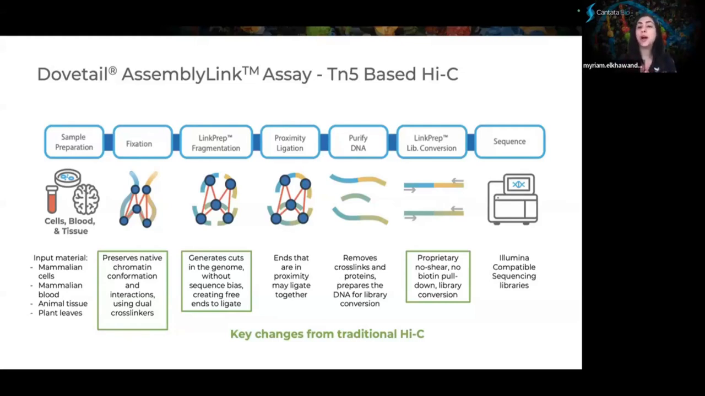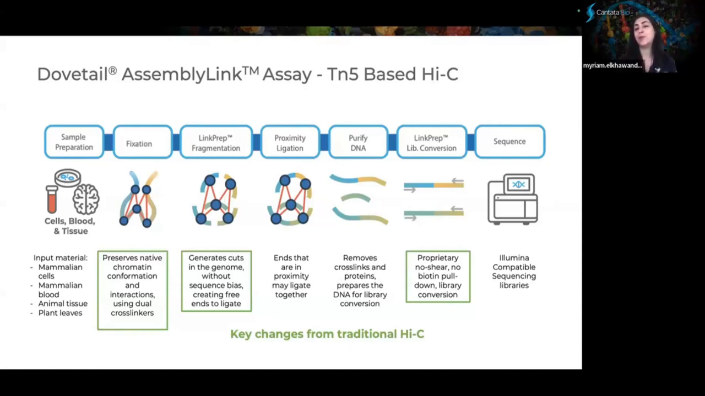So formaldehyde cross-links DNA to proteins and proteins to proteins that are close to each other. DSG has a longer spacer arm, and it's a strong protein-to-protein cross-linker, so it allows you to cross-link proteins to proteins that are more distant apart. And by doing so, by using DSG and formaldehyde, we're increasing the long-range information that is captured in your libraries. Then we move on to fragmenting the chromatin, and here we use Tn5, so we don't use a restriction enzyme. And Tn5 is sequence agnostic.